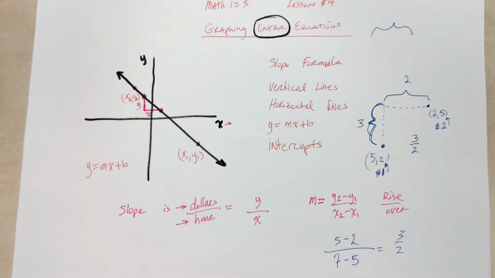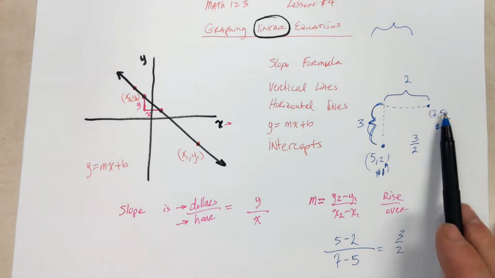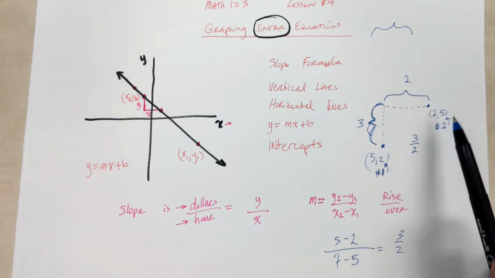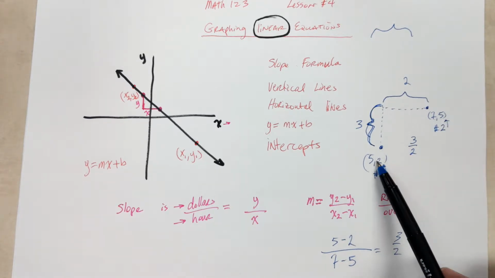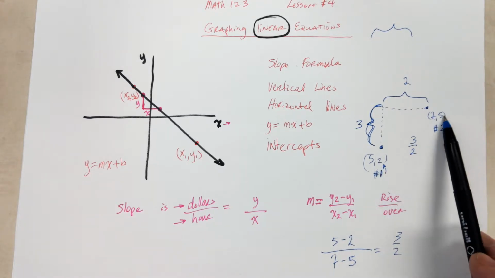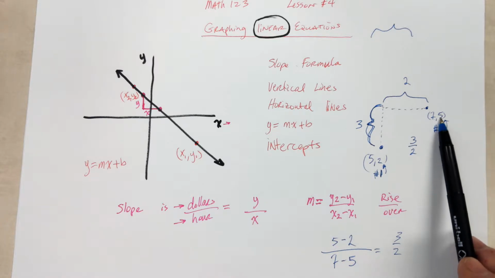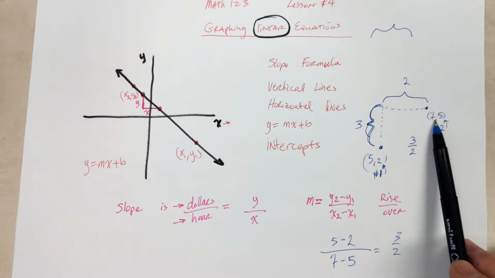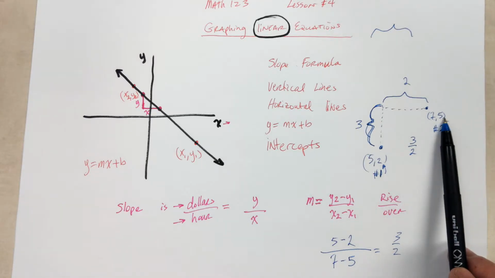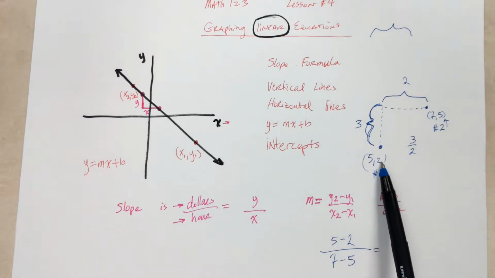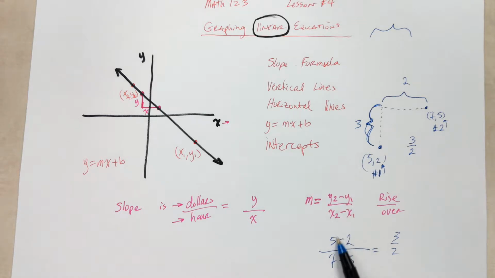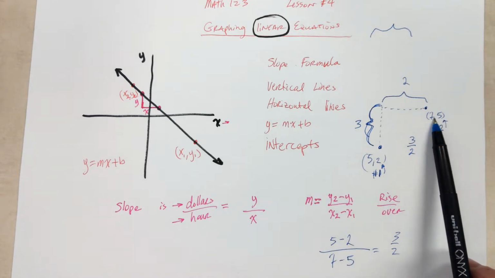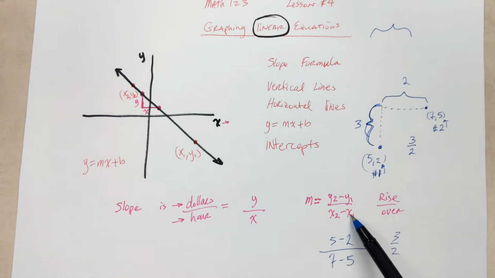Can you repeat? Which part? So you're just plugging in the numbers. You subtract the y's, so 5 minus 2. But if you use this one first on the top, then this one has to be first on the bottom. So you just plug it in. 5 right here, minus 2, and it's minus because of this. And then on the bottom 7, minus the other x, 5.